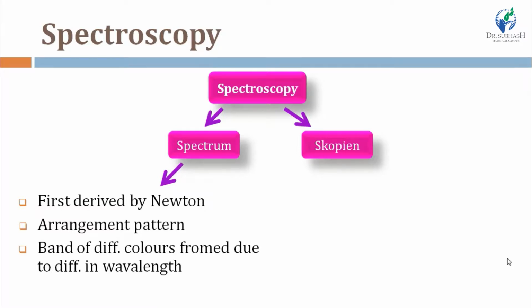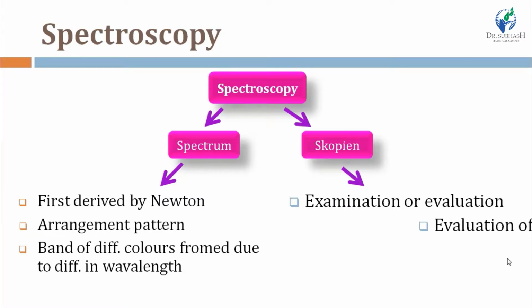Band of different colors formed due to difference in wavelength is known as spectrum. The word spectrum clearly means arrangement pattern, but here in the analysis it means a band of different colors formed due to the differences in wavelength. Now the word scopion means examination or evaluation.